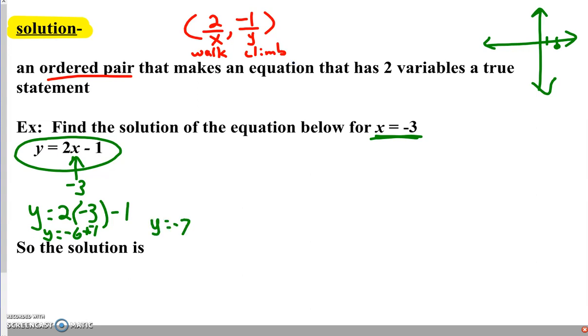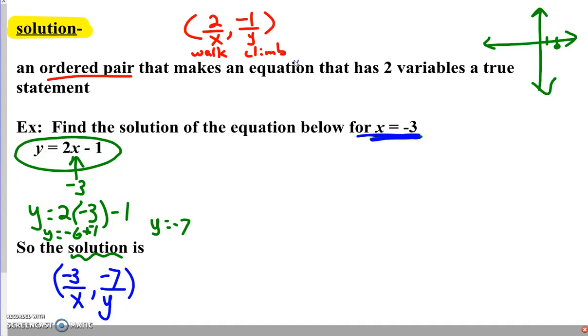Now we're not done. We have to write down what our solution is. Remember, solution is an ordered pair. It has an x value, then a y value. The x value for this problem was -3, and I know that because they told us right here. They said make x -3. So when x is -3, y is -7 for this problem. So the solution would be x -3 and y -7. Now there's actually lots of solutions to that equation.